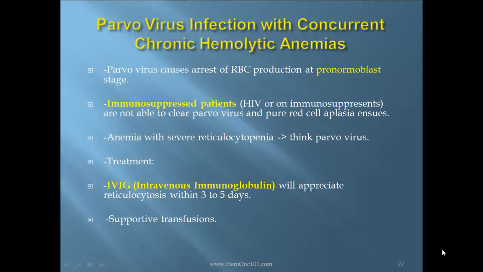Anemia with severe reticulocytopenia, think either parvovirus infection or folate deficiency. Treatment, IVIG, intravenous immunoglobulin, and will appreciate reticulocytosis hopefully within 3 to 5 days. And supportive transfusions as needed.